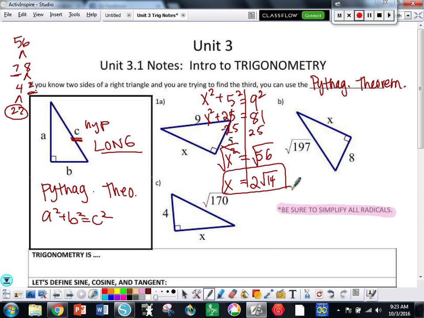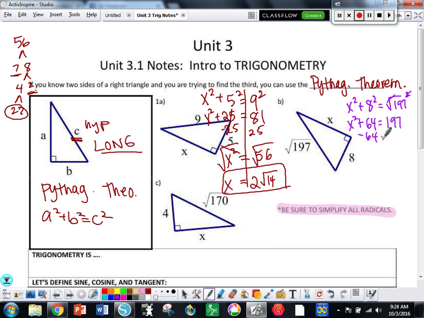Good, let's try part B. On part B, which one is your C? The square root of 197, good. So you've got x squared plus 8 squared. How do I write this? The square root of 197 squared? And what's going to happen there? It's just going to be 197 because the square root and the squared will cancel. So if I simplify this, it'll just say x squared plus 64. Again, the square root and the squared cancel, we're left with 197.